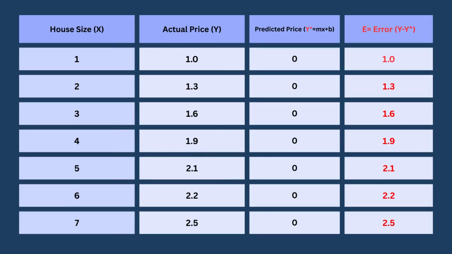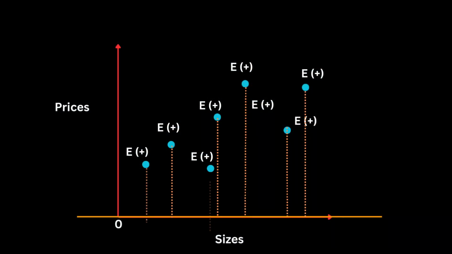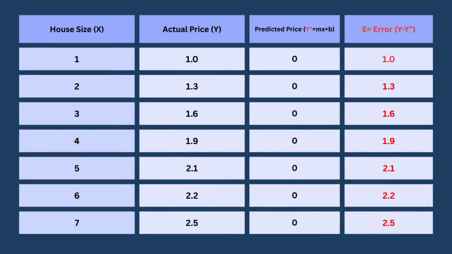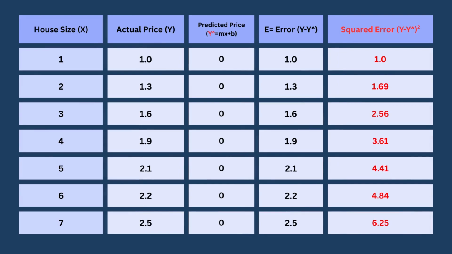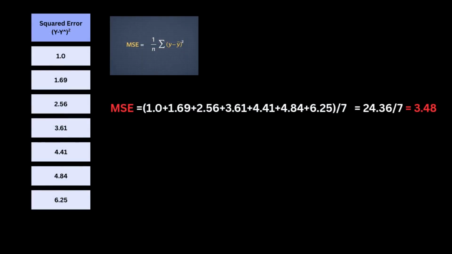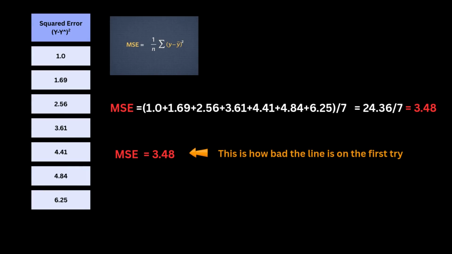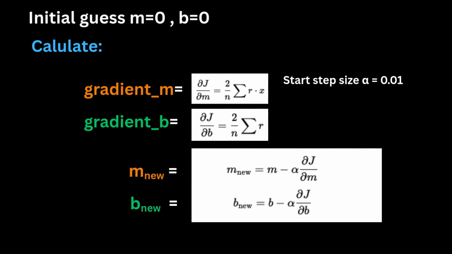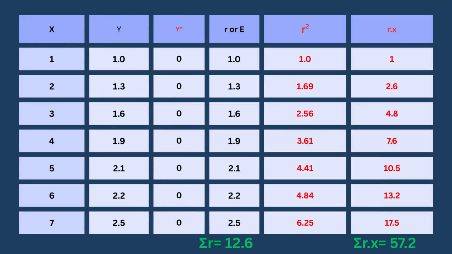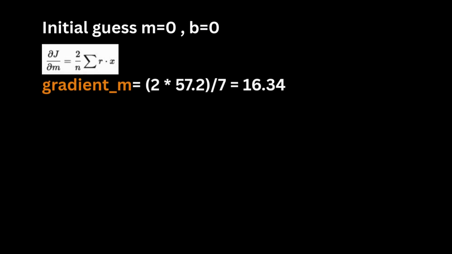Now we compare prediction with reality. Error is just actual minus predicted. Now we square the errors, add them up, and take the average. That gives us MSE. Now comes the gradient. This tells us how to change M and B. We'll calculate two numbers.